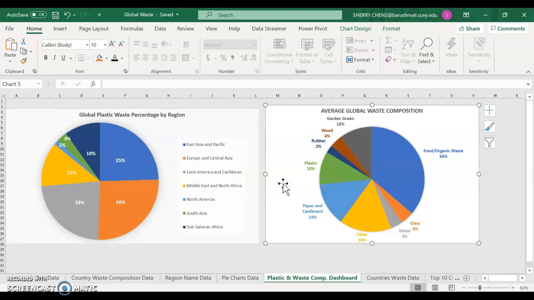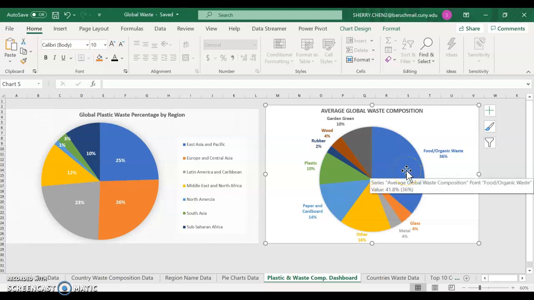Here in this second pie chart, it showcases the average global waste composition with a breakdown of the different types of waste. Food and organic waste is 36%. And then you have other waste, which is 16%. And this can include chemical, medical, or industrial waste. Third, you have paper and cardboard at 14%.